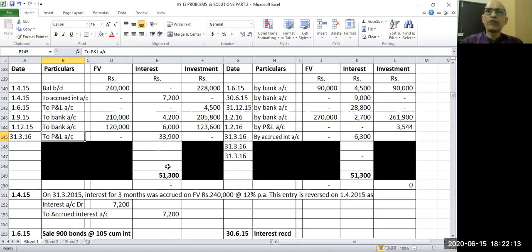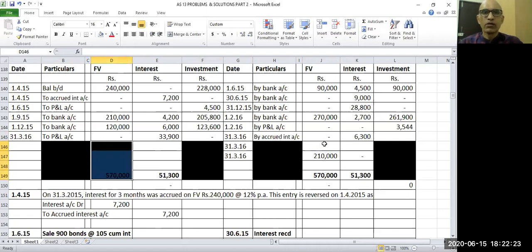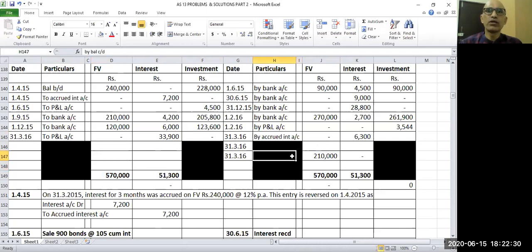Now we have to carry forward the balance of investments. To carry forward the balance of investments, you have to first find out the face value, which you already calculated over here. The face value which you already calculated is 2,10,000. So this balance will have to be carried forward to the next year. So we have to make the entry over here: balance carried down, face value 2,10,000.